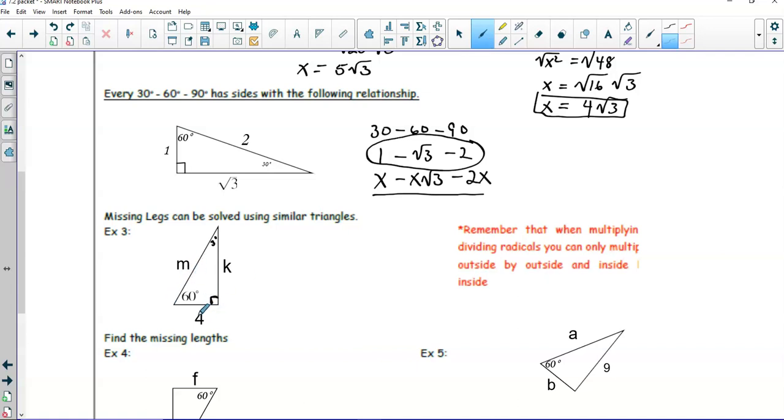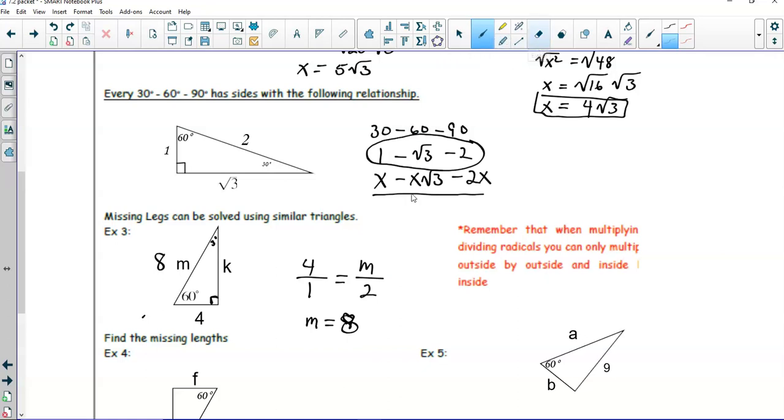So 4, which is right here, corresponds to 1. So 4 is to 1 as m is to 2. Now notice you cross multiply, so m equals 8. So that means m is 8. And if you're going to do k, you could say 4 is to 1.